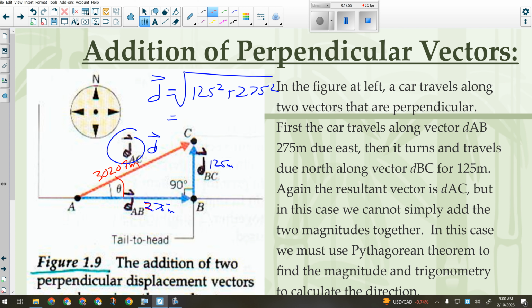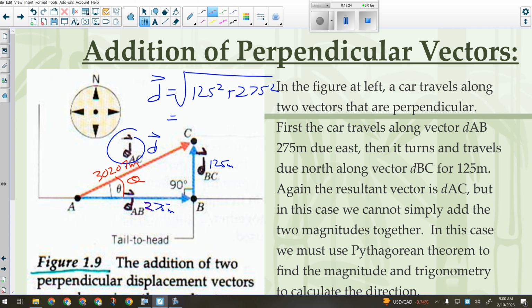Now, I need to find its direction. Since I know all three sides, I could use sine, cos, or tan. For me, I would use tan because it's going to use the two sides I was given and not the side I calculated, just in case I mess up. If I messed up with my Pythagorean theorem, I don't want to use a number that's wrong. Then at least I get part marks for getting the angle right. So that would be my logic.